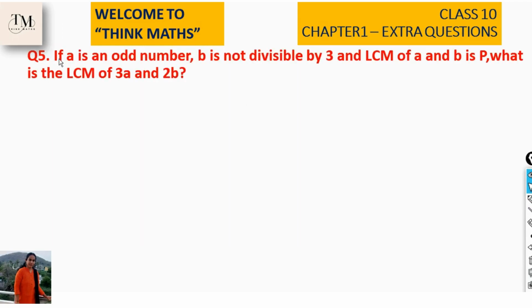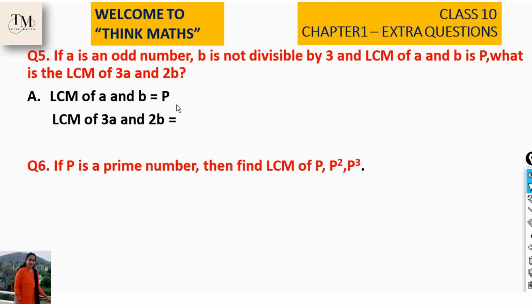Question number 5. If A is an odd number, B is not divisible by 3 and LCM of A and B is P, what is the LCM of 3A and 2B? They gave the LCM of A and B as P. We have to find the LCM of 3A and 2B. If the LCM of A and B is P, then the LCM of 3A and 2B will be, LCM of 3 and 2 is 6, so it will be 6P. Okay. So 6P. Let me check this with an example.